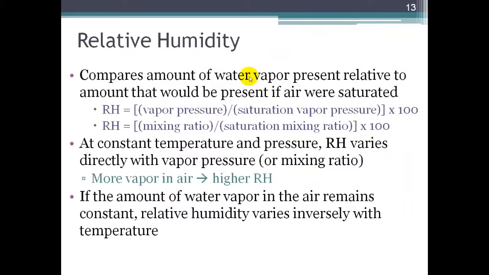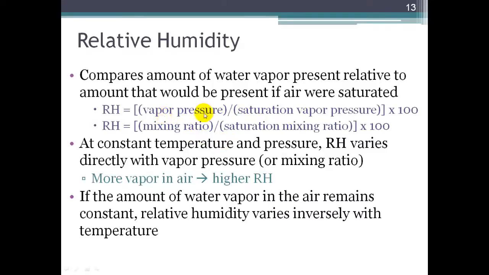Relative humidity is a more common term. It compares the amount of water vapor that's actually present in the air relative to the amount of water vapor that the air could hold if it were saturated. So it's a measure of the actual amount of water vapor compared to how much water vapor the air could hold.